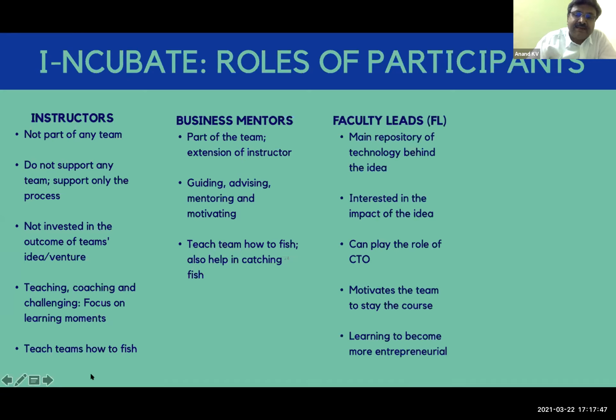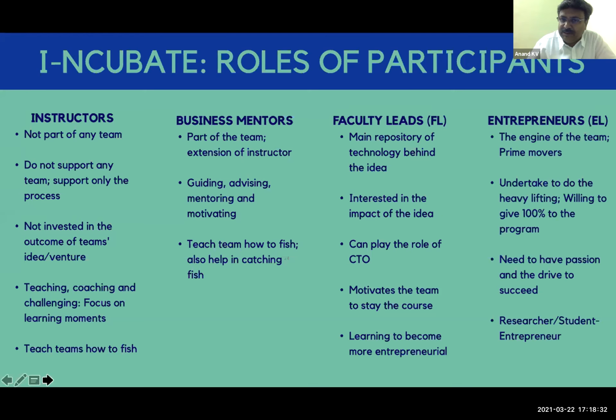The third role is the faculty leads. So this is the person who's the authority in the technology. Therefore this person is also called the principal investigator. And this person has already been working with the team. Teams are already familiar with this person. So therefore they have an existing relationship. They have comfort level. They are already motivated by the faculty lead. So the faculty lead makes sure that the teams do not lose momentum or lose motivation. They stay the course. And along with the team, the faculty is also becoming entrepreneurial in his or her thinking. And that's how the team learns.